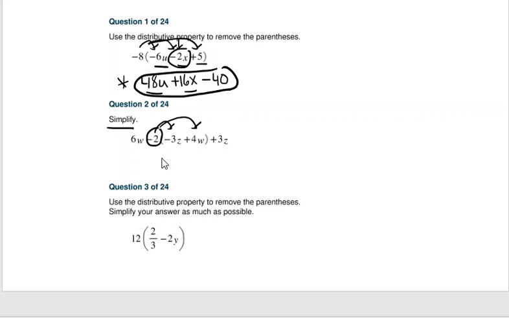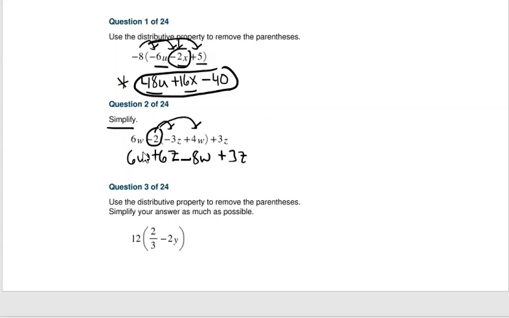So negative 2 times negative 3z is a positive 6z. Negative 2 times 4w is a negative 8w. And then we have a positive 3z, and this was also a z. And then we have a 6w, and this was a positive 6z.